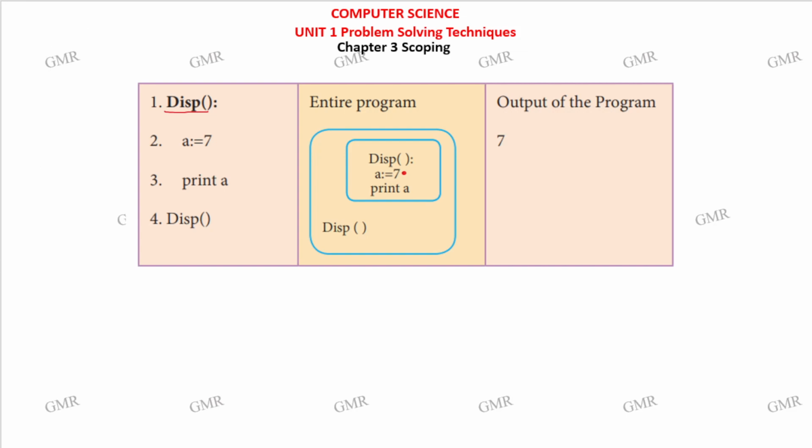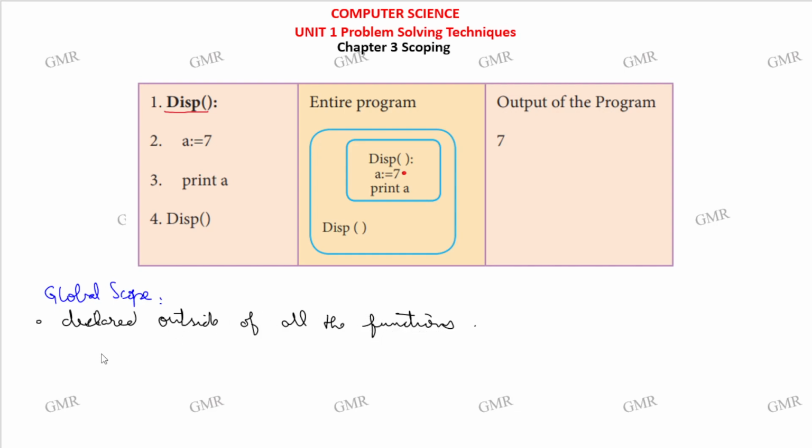Next we are going to see about global scope. For global scope, a variable can be declared outside of all the functions in the program. This means a global variable can be accessed inside or outside all the functions.